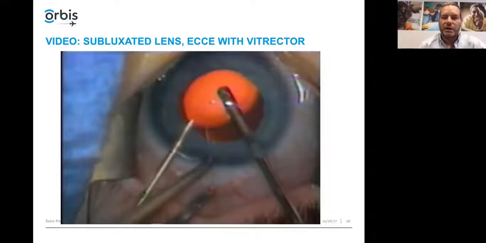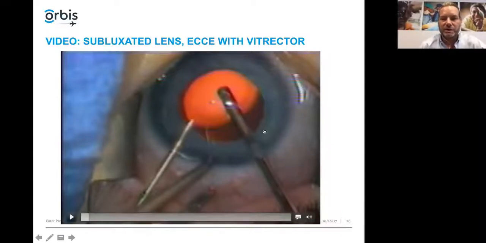I'll also point out that we don't do these in the traditional position from the top of the bed. I usually do these temporal, because we're trying to approach the lens with the vitrector from the area of greatest luxation. Here the lens is luxated up under the iris, so if I'm down here, I can reach up under there and get to all of that more easily. So I position myself in that manner.